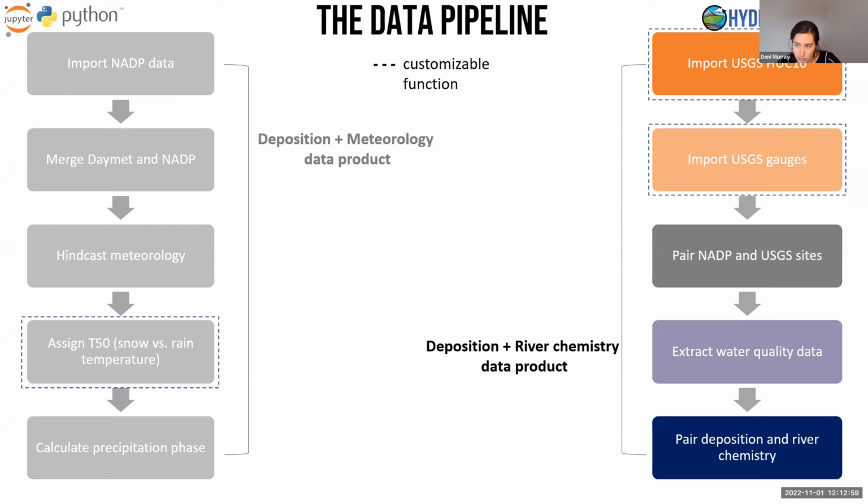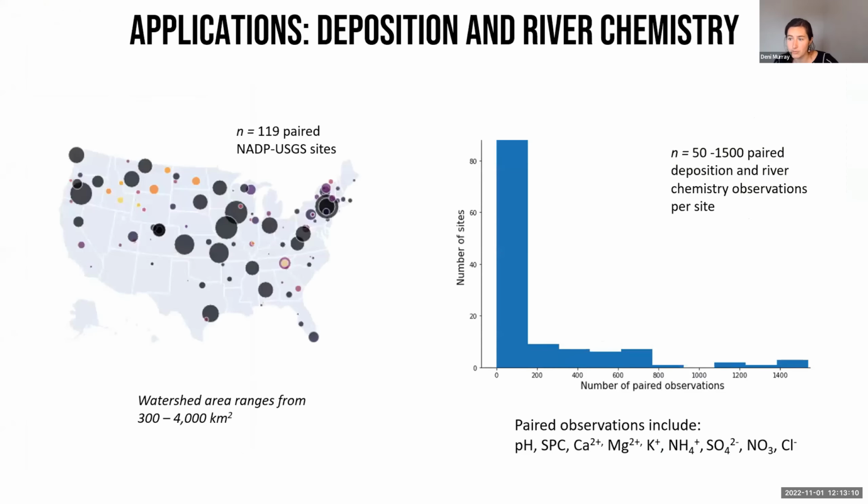From the matched wet deposition and river monitoring sites, we extract the water quality time series data, and then chemistry observations are paired based on sampling date overlaps. This results in a data product that contains paired deposition and river chemistry from 119 locations that are between 0 and 30 kilometers apart, but are still within that same HUC-10 level. It has watershed areas spanning 300 to 4,000 square kilometers, with a range of 50 to 1,500 paired chemistry observations. The overlapping chemistry variables include anions and cations, as well as pH and specific conductance.